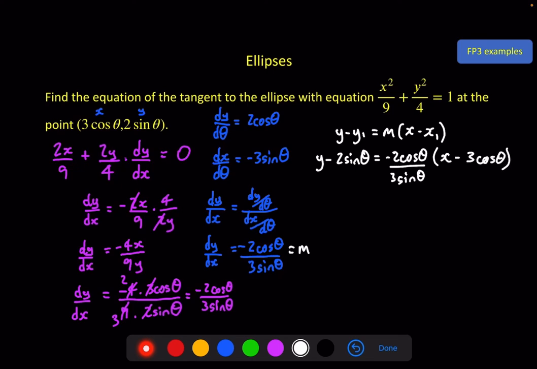And you could rearrange and simplify this, but if you're not asked to put it into a certain form, why bother? Here is the equation of the tangent to this ellipse at this point.